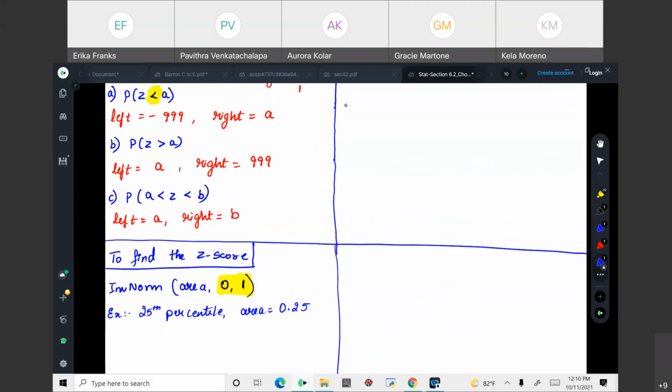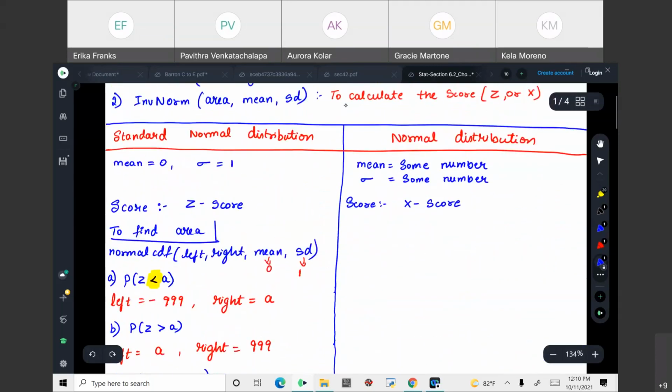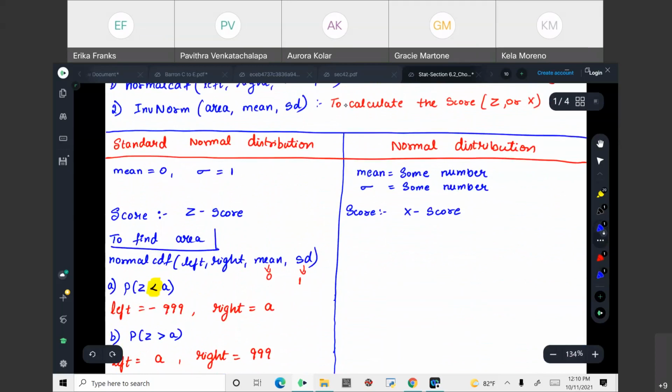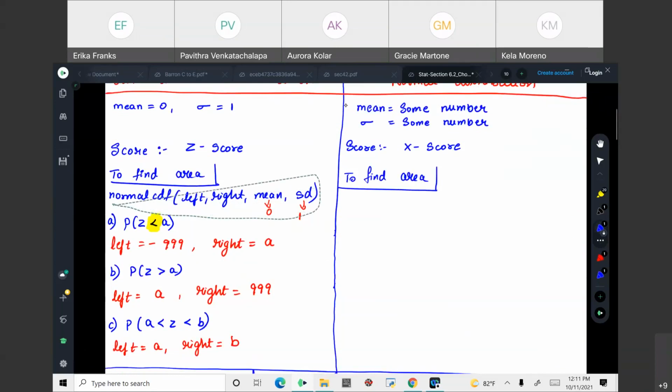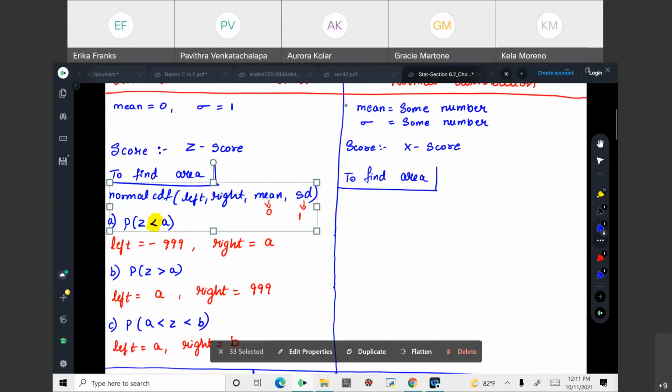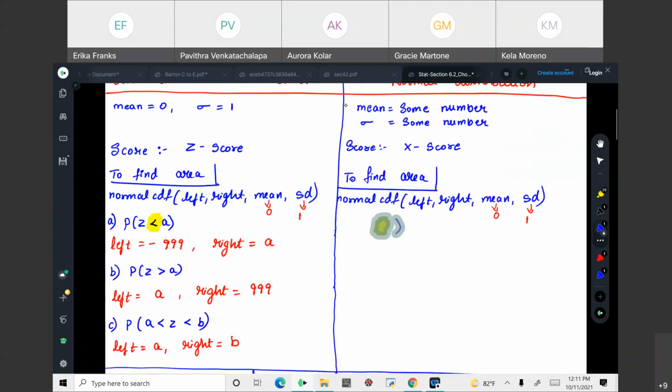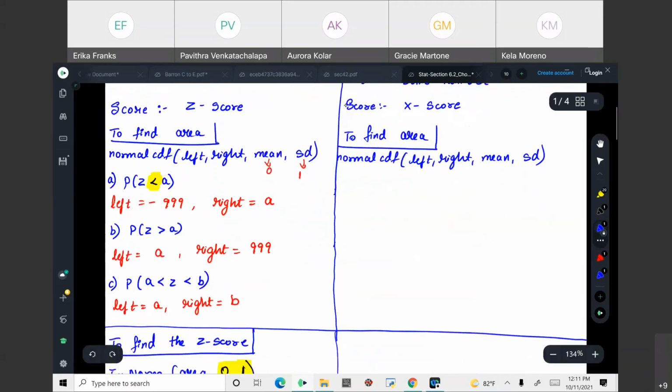Okay. So now let's concentrate on normal distribution. To find area, same thing, we use the same formula, which is normal CDF. But the only difference is mean and standard deviation will be given. It is not 0 and 1, it will be given in your problem. You have to be careful with that.